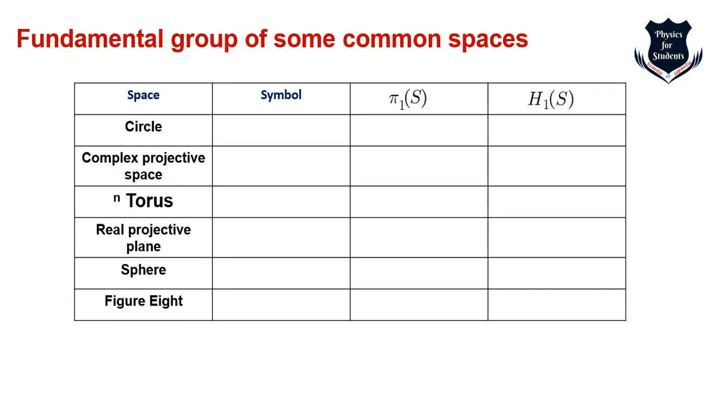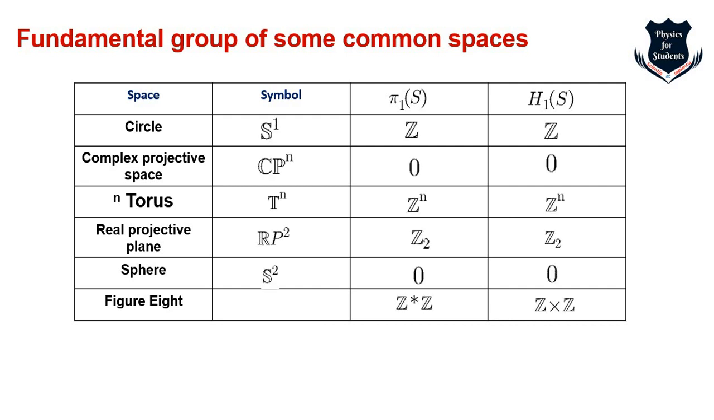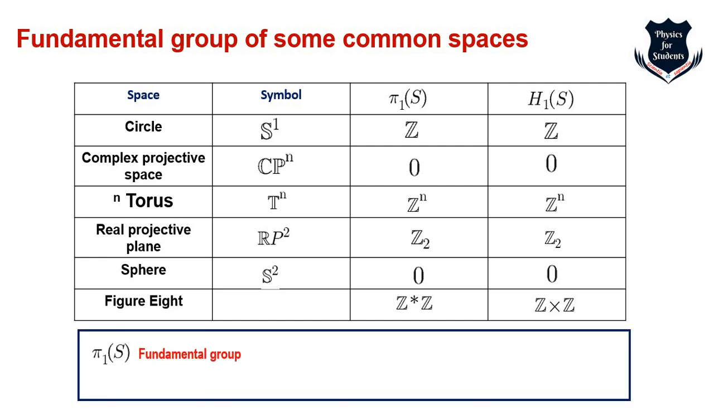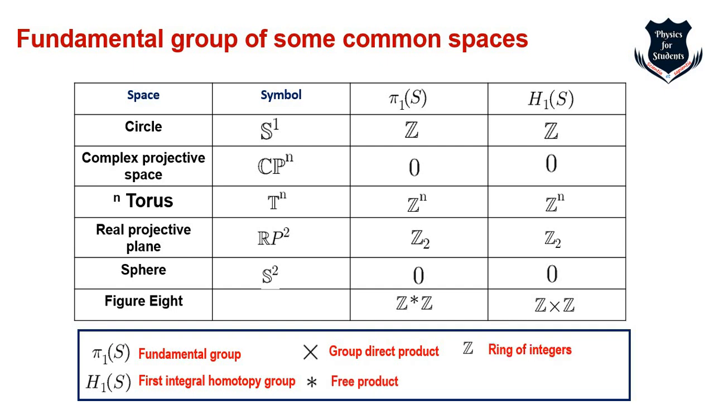Now these are the fundamental groups of some common spaces: circle, complex projective space, torus, real projective plane, sphere, and figure 8. I have deliberately skipped over the Klein bottle. This one shows the fundamental group; H1 is the first integral homotopy group. The cross shows the group direct product, this one is the free product, the bold Z is the ring of integers, and this one would be a cyclic group of order n. This is just a recap, nothing to worry about. It is just if you want to take a note and know the fundamental groups of some common spaces.